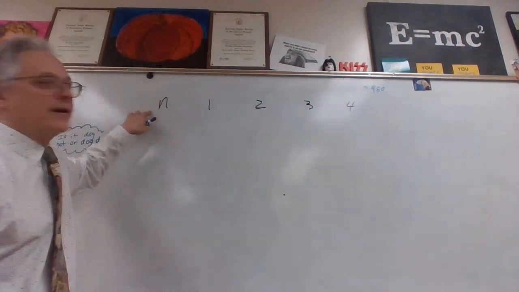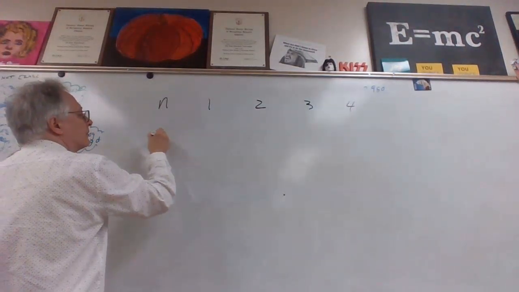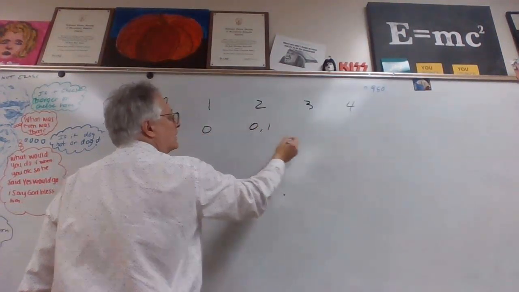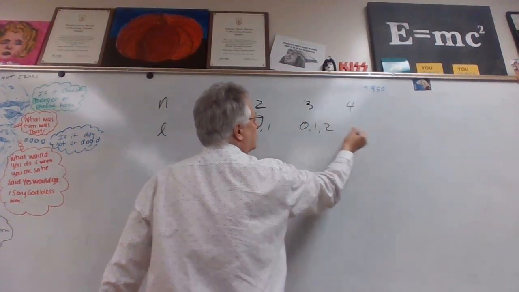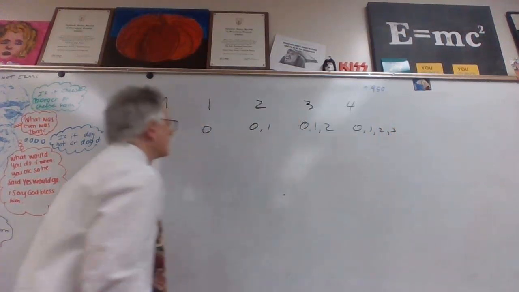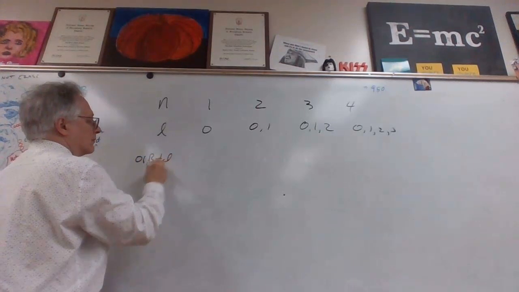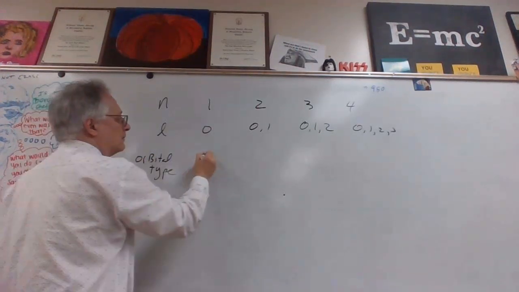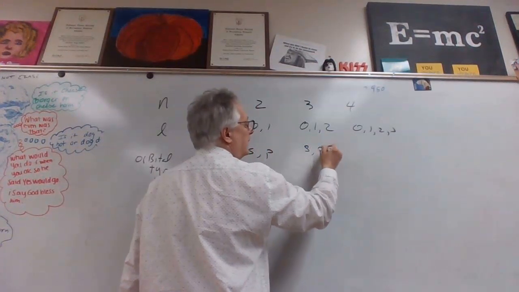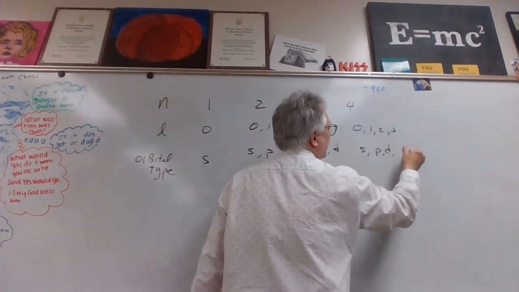Okay. For my principal quantum number, n equals 1, the possible L values are 0; for n equals 2, 0 and 1; for n equals 3, 0, 1, and 2; for n equals 4, 0, 1, 2, and 3. Okay? Orbital type: s; s and p; s, p, and d; s, p, d, and f.